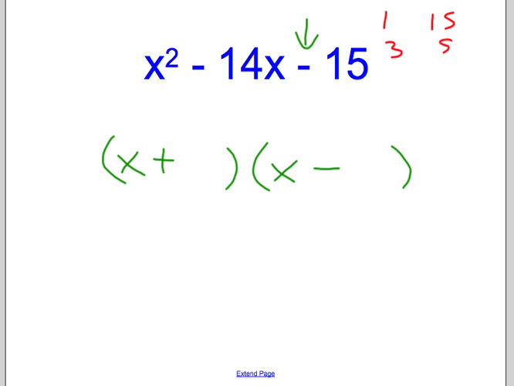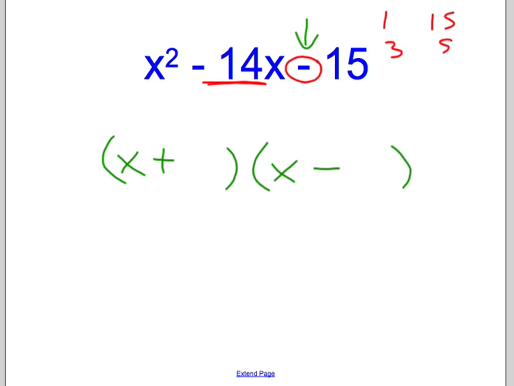We want to find the factors of 15. And since this is a negative sign, we want to find the factors of 15 that have a difference, because isn't subtraction a difference? Yes. We want to find the difference of the factors. What factors of 15 have a difference of 14? 15 and 1. Right, they have a difference. So if we subtract 15 and 1, it gives us 14. So 15 and 1 are the two values that we're going to put in these spots.